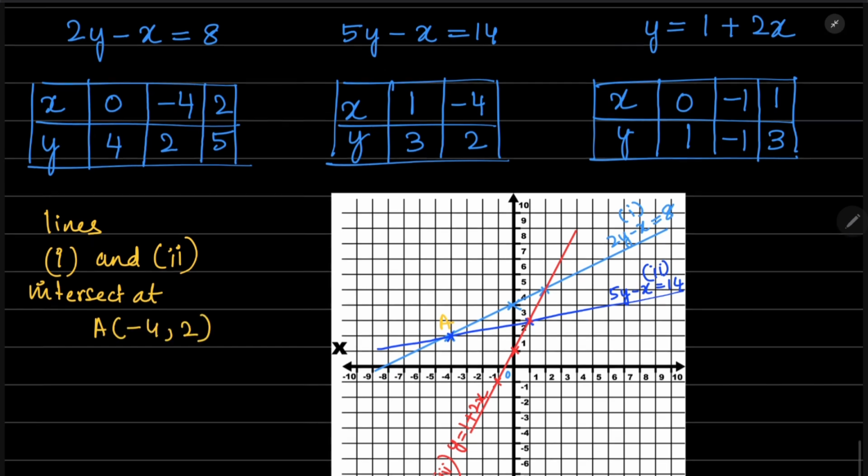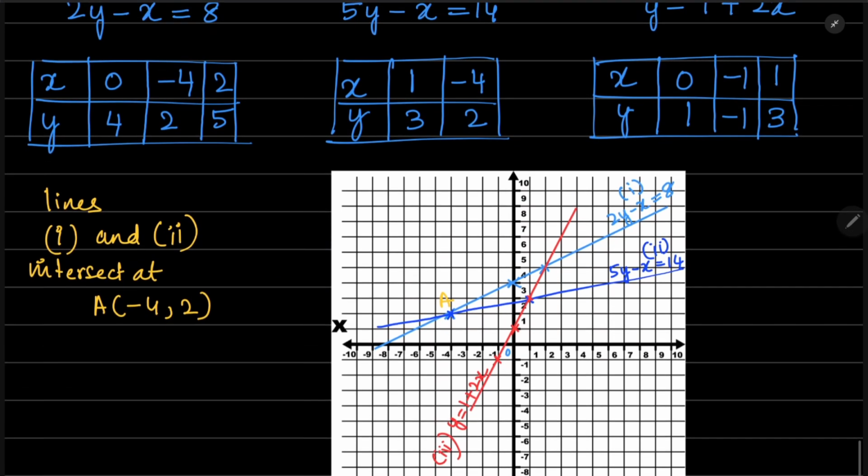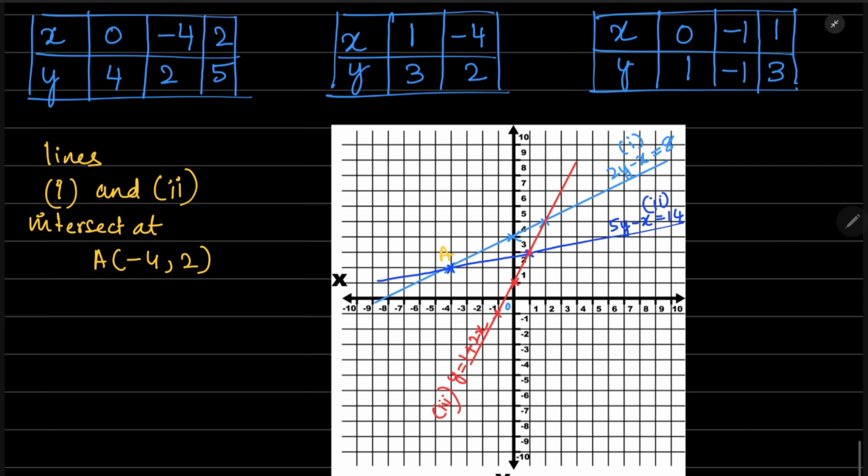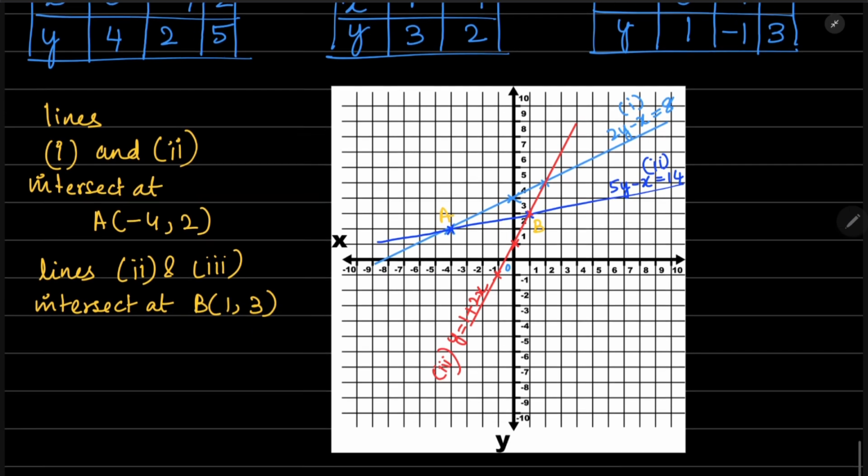Okay, now where do lines 2 and 3 intersect? So 2 and 3, which is this dark blue. 2 and 3, where do they intersect? They intersect at (1, 3). Okay, so let me write that. So this is your point B, right? So you can write lines 2 and 3 intersect at B (1, 3). And then lines 1 and 3, where do they intersect?